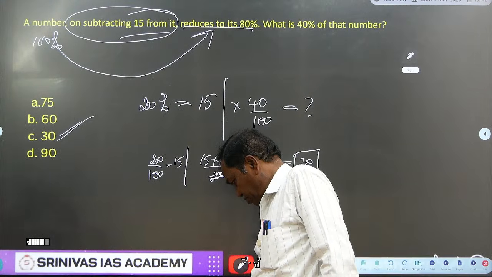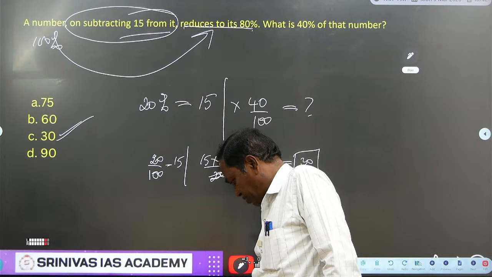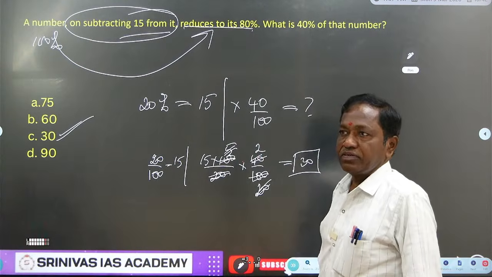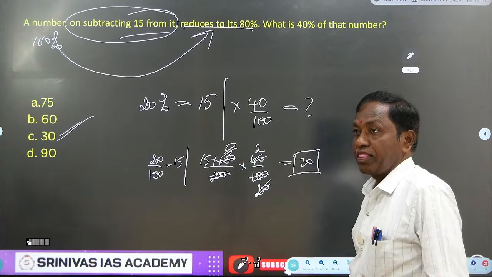Sir, even if you do what you first wrote, it will come, sir. You wrote the first equation, sir. Both equations will come. You wrote x minus 15 equals 80% of x. Bharat, see, you should not be in a panic. If you write unnecessary equations, that takes more and more time.